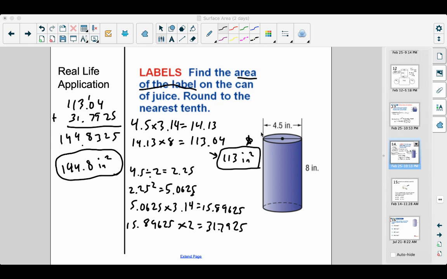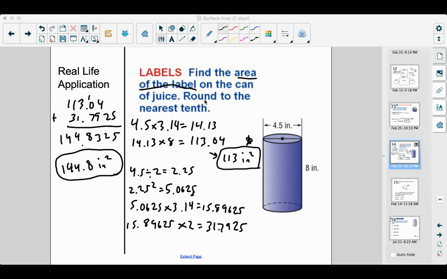So if we do that, the circumference of the circle is the width of that rectangle, times the height, which is 8. So the circumference is the diameter 4.5 times 3.14, which is 14.13. We multiply that by the height, which is 8, and we get 113.04. It says round to the nearest tenth, that would round down to 113 inches squared.